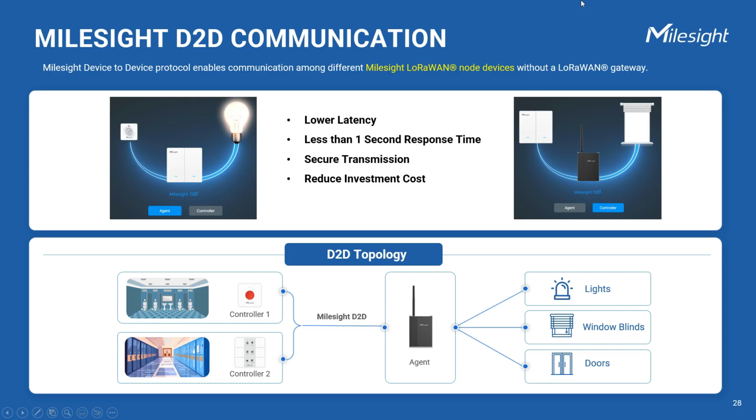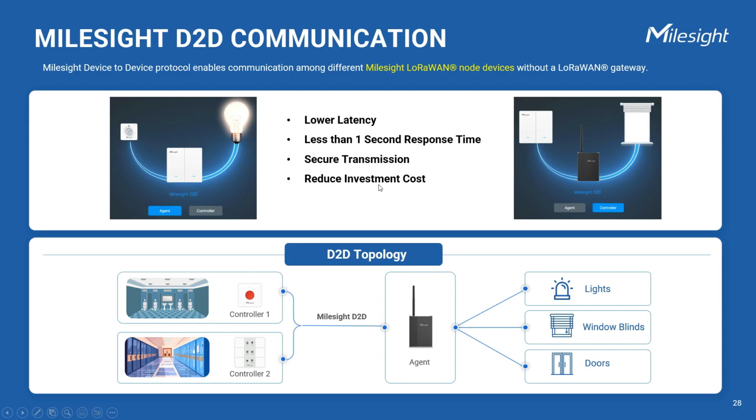To resolve the latency issue, we made a new protocol, Milesight D2D, to speed up the communication. The technology is that we can do device-to-device communication using LoRa with the same range. Milesight D2D protocol enables direct communication between various Milesight brand LoRaWAN sensors without the need for a LoRaWAN gateway. This protocol offers lower latency, less than 1 second response time, secure transmission, and reduced investment costs.